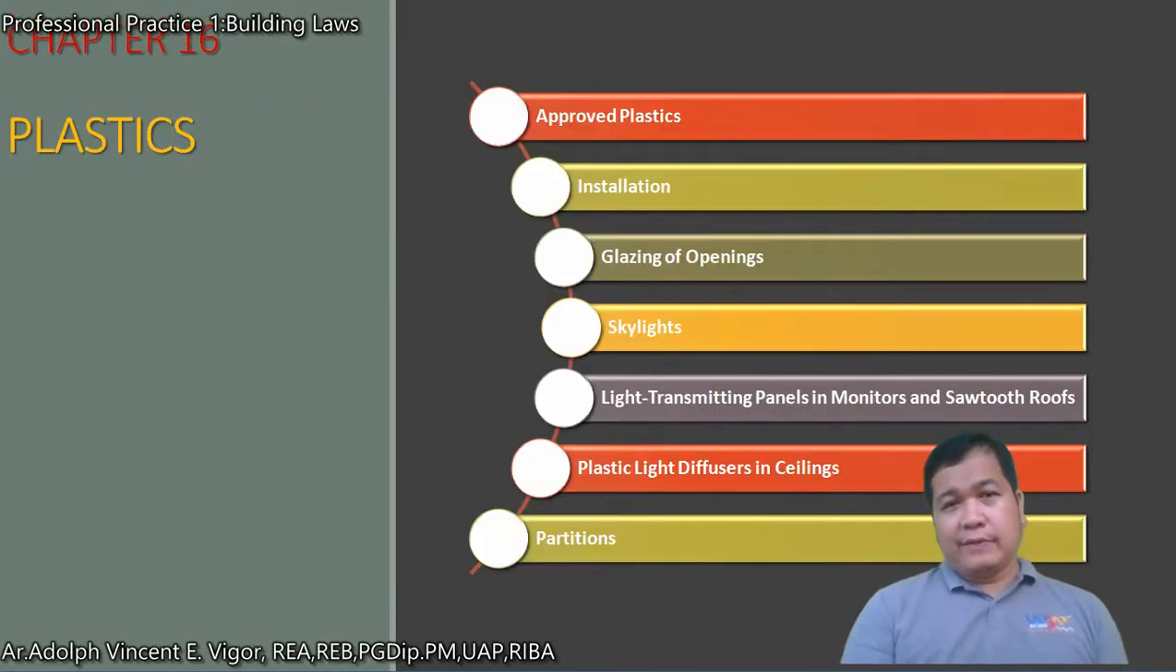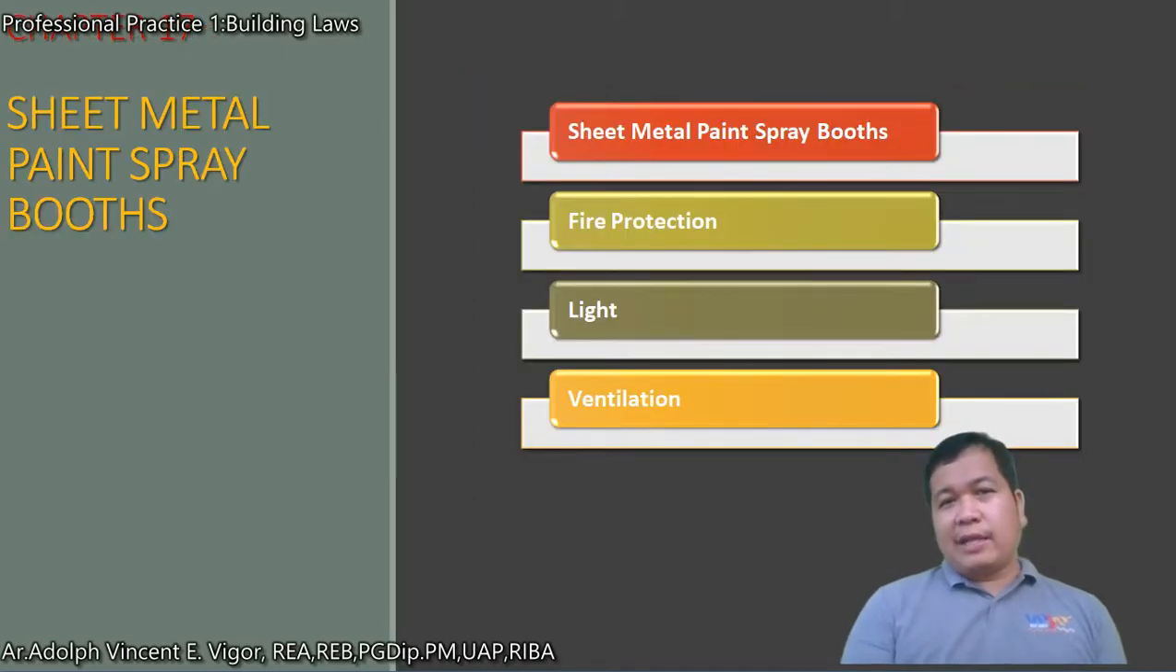Okay, so you have your plastics also. You have approved plastics, installation, glazing openings, skylights, light transmitting panels and monitors, and sawtooth roofs, plastic light diffusers in ceilings and partitions. Then you have your sheet metal, paint spray booths in chapter 17. Okay, so why is there a standard for this one, class? If you don't apply standards for spraying paint, it could pose a danger to the health of those who are near the spraying process.